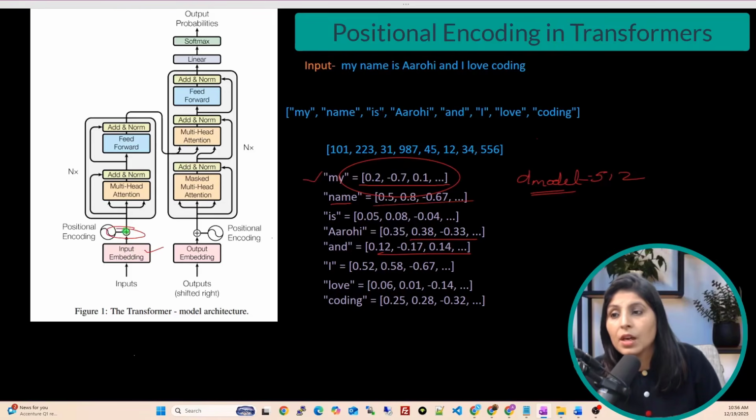See over here, we are adding the positional encodings with these embedding vectors. Now let's understand why we are doing it. First, let's understand why, and then we will understand how we are performing it. Why are we adding this positional encoding with the embedding vectors? First of all, why did we create these embeddings? We created these embeddings so that the transformer can understand the meaning of each token, each word, using these embedding vectors only.